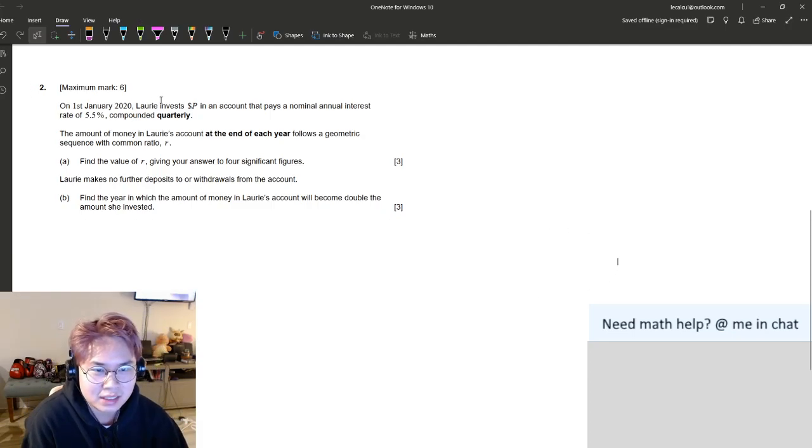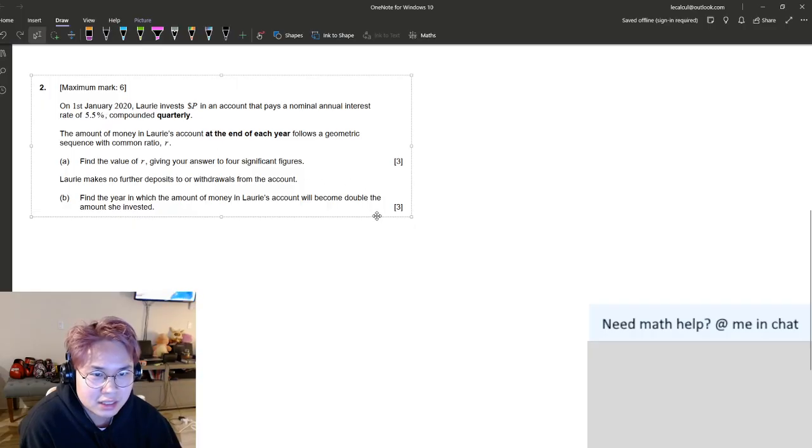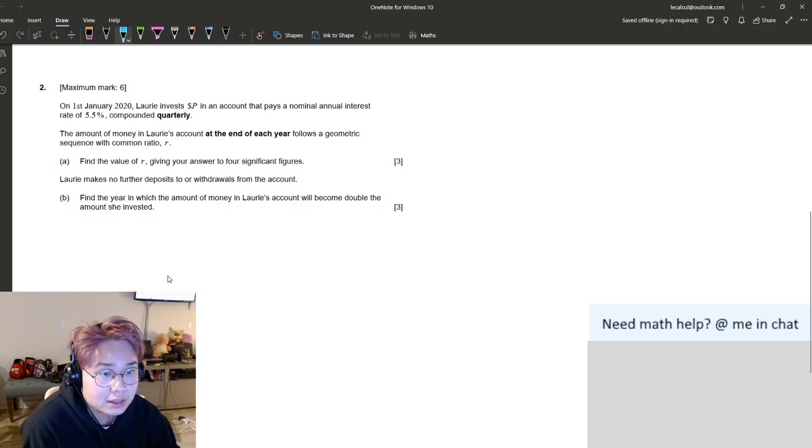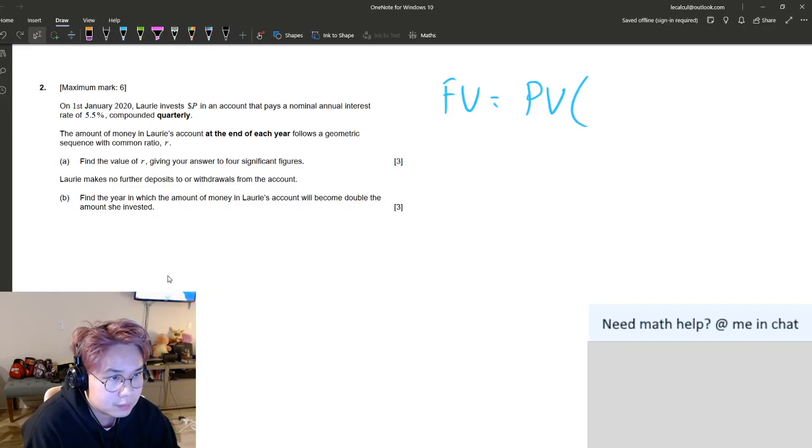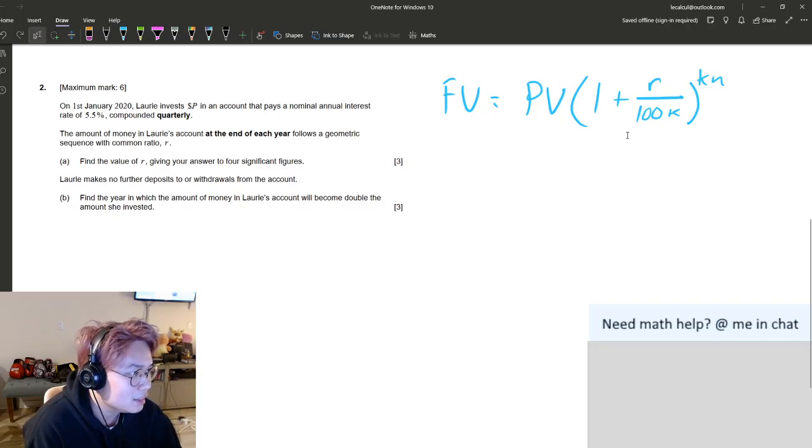Okay, so investing again. 5.5% compounded quarterly. This is the annual interest rate. And then it follows a geometric sequence with common ratio R, giving your answer to 4 significant figures. Okay. So we use our formula. And then I forget the actual values, but like the variables in the formula, it's something like this. So these letters may or may not be actually these in your formula book, but that's okay.